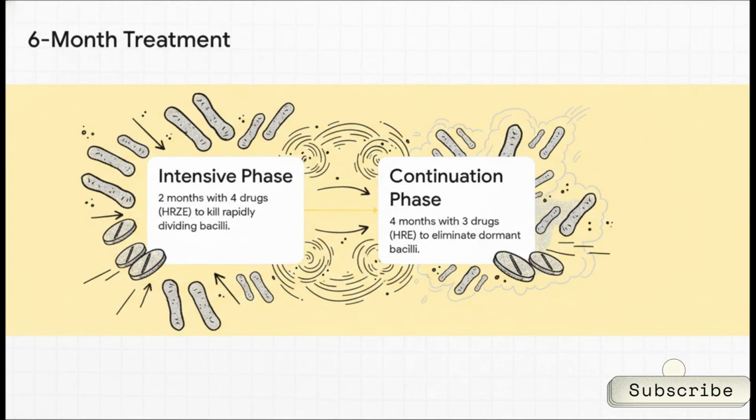Okay, so the standard treatment for regular drug-susceptible TB is a 6-month course, and we split it into 2 phases. First up is the 2-month intensive phase. Think of this as an all-out assault. You hit the fast-growing bacteria hard with all 4 drugs, HRZE. That's followed by a 4-month continuation phase. Here, we drop one of the drugs and continue with just HRE to basically mop up any of the slow-growing or sleeping bacteria and make sure the disease doesn't come back.